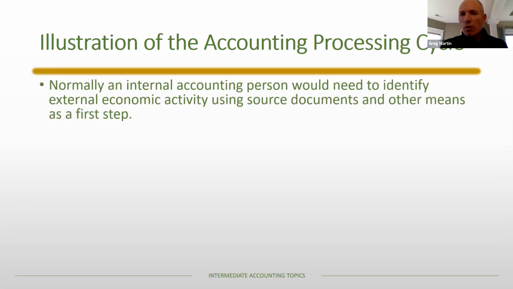So normally what would happen is there'd be some accounting staff person who would identify and validate, finding those source documents, all those external economic activities. So normally there's somebody on staff that's going through and tracking that either through the information system or sometimes physically looking for source documents. It really depends on the scale of the operations. We're not going to have you do that, obviously, in this class. You're going to be given the post-analysis information. But understand there is a process that goes on.